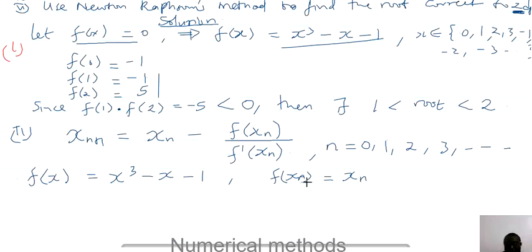So f(x_n) is equal to x_n power 3 minus x_n minus 1. Next, we need to get f derivative of x. The moment you differentiate this, you are supposed to get the derivative. But it is very unfortunate, our friends, after differentiating this, they get something wrong.